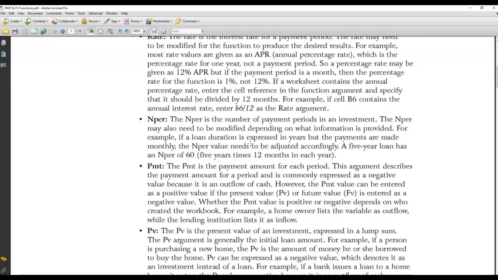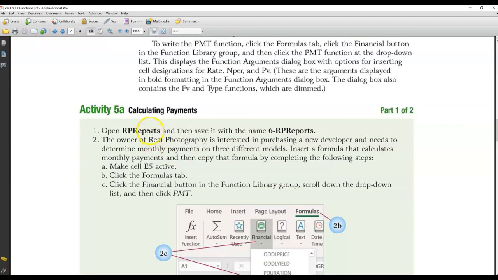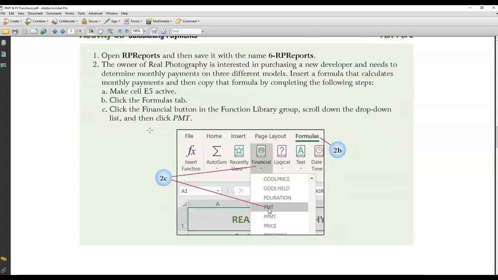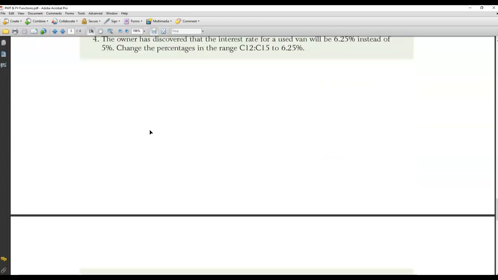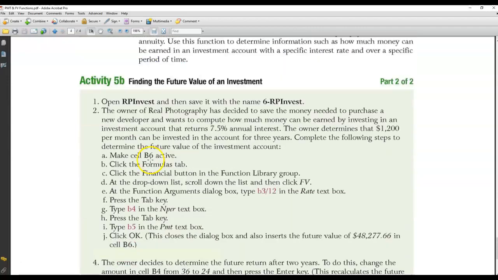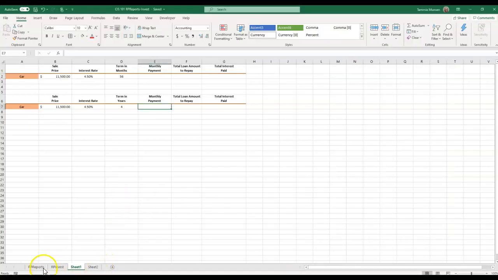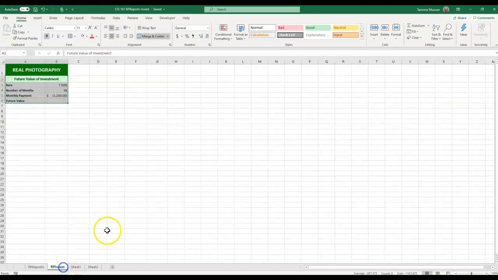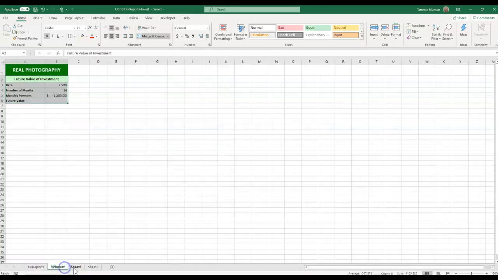So you can read through the information and then you'll have activity 5A, it's called RP reports, and you'll just follow it step by step. And then there's also RP invest, which is activity 5B, and again you'll just follow that step by step. If I pull up the spreadsheet, you have a tab for RP reports, you have a tab for RP invest. So I just wanted to point that out to you.